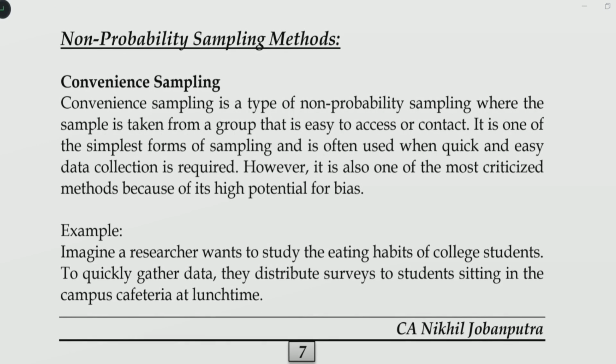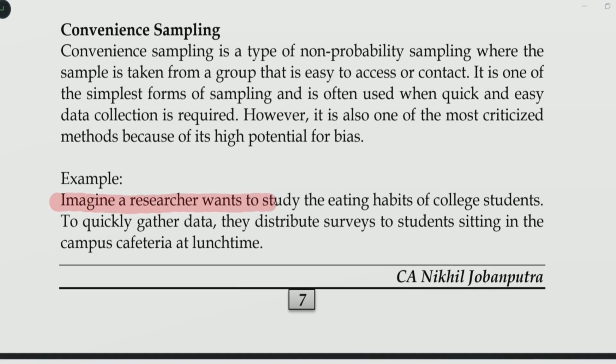Once again, convenience sampling is a type of non-probability sampling where the sample is taken from a group that is easy to access or contact. It is one of the simplest forms of sampling and is often used when quick and easy data collection is required. However, it is also one of the most criticized methods because of its high potential for bias. Let us take an example to understand this point.